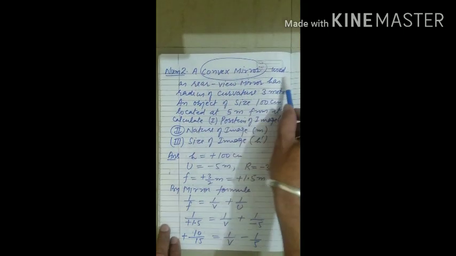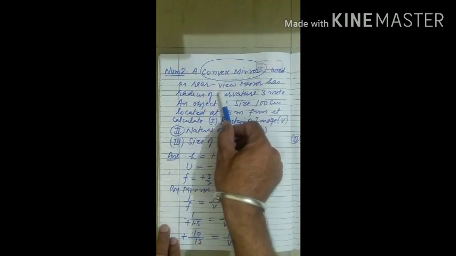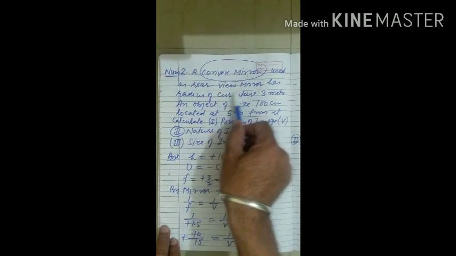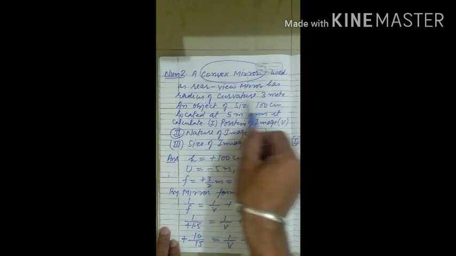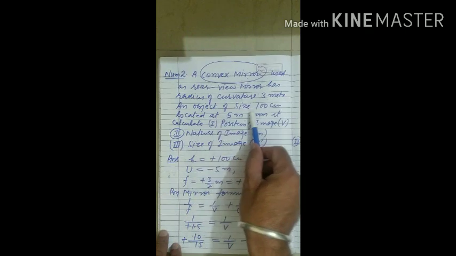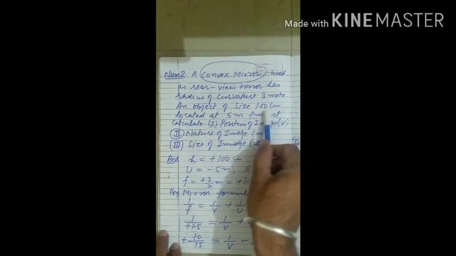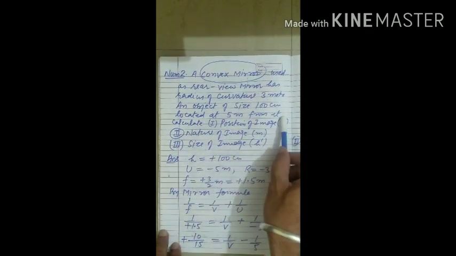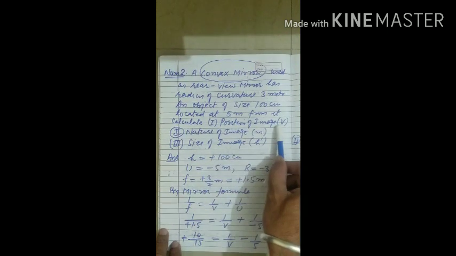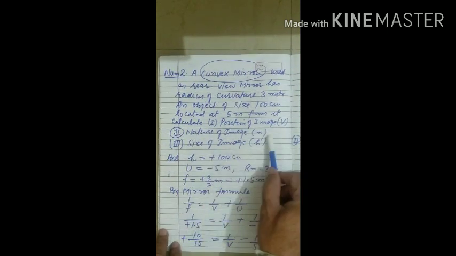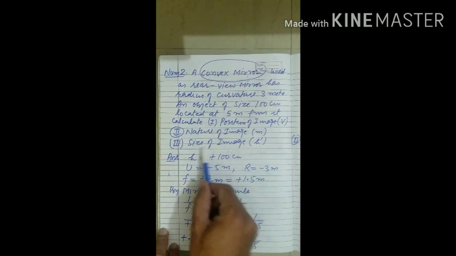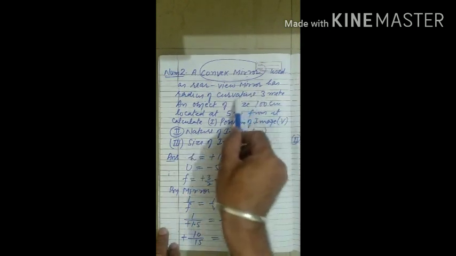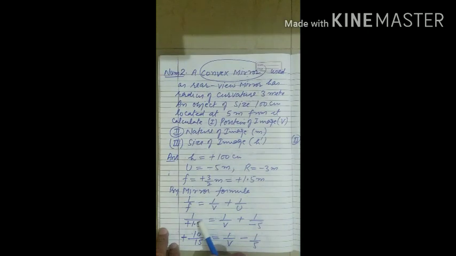A convex mirror used as a rear view mirror. In the uses of mirror, you know it is a rear view mirror. Has radius of curvature 3 meter. 3 meter is radius of curvature. An object of size 100 centimeter, that is h, located at 5 meter from it. Calculate position of image v, nature of image m, and size of image h dash. Children, it is clear that size is 100. I have written size 100 centimeter.